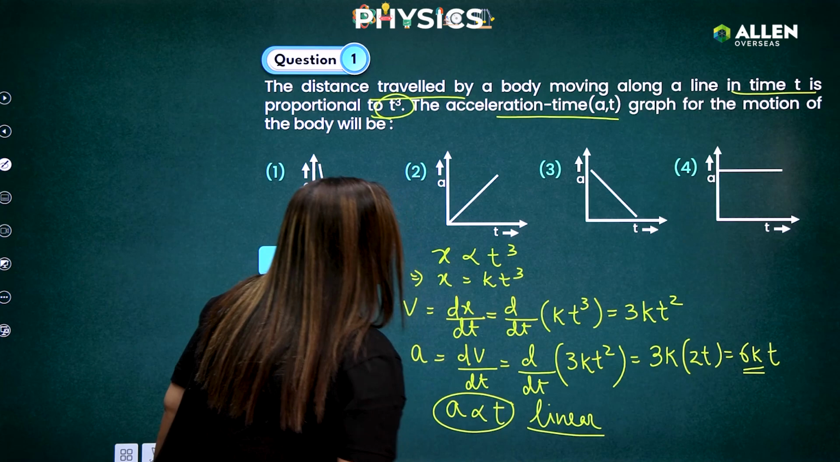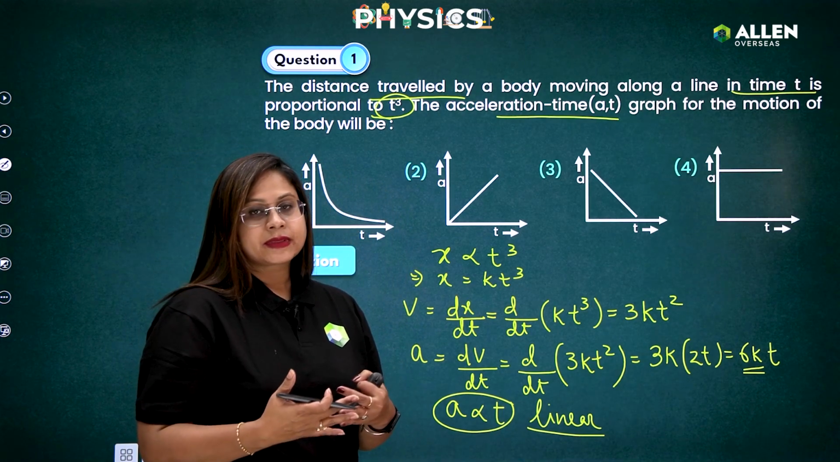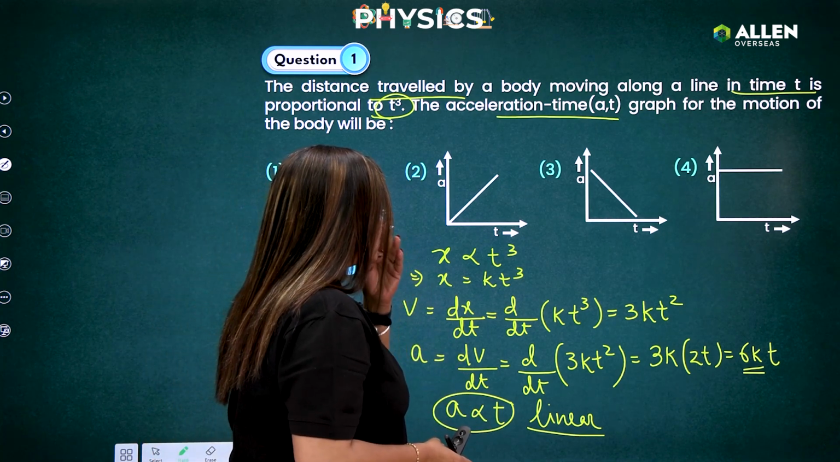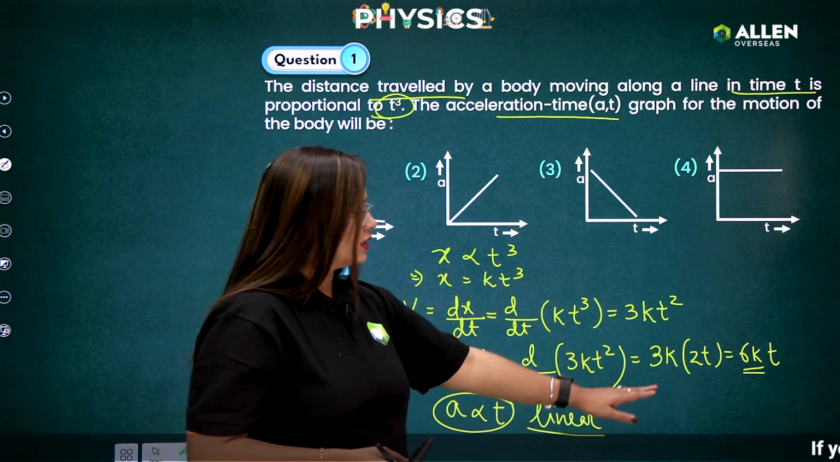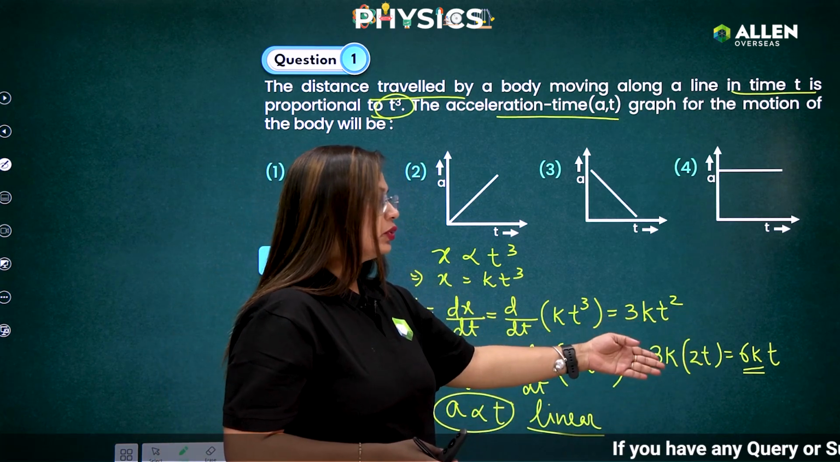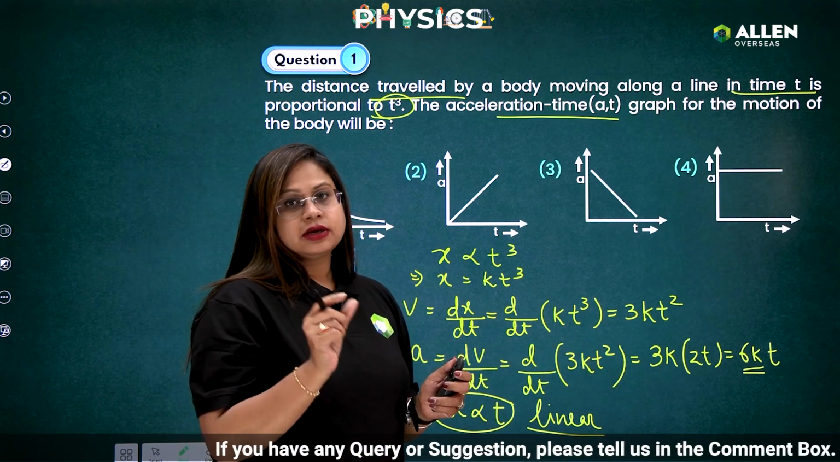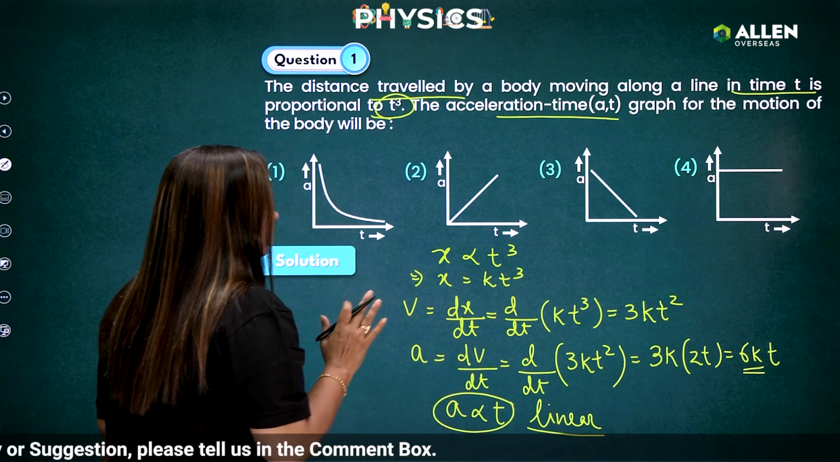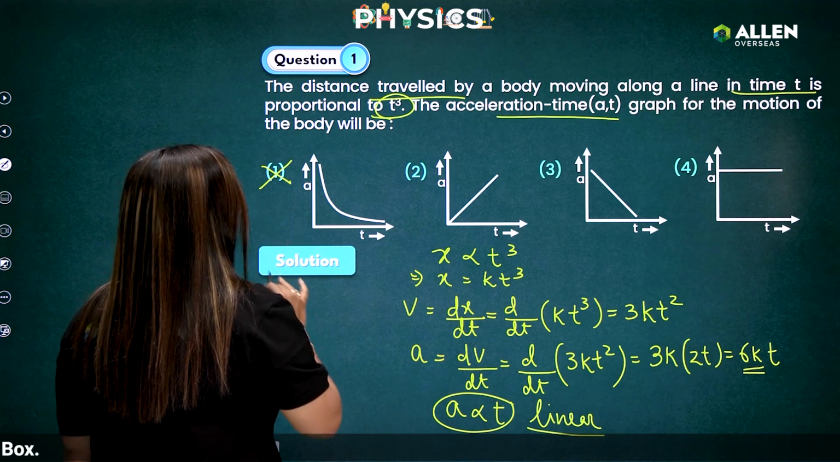So when it is a linear dependency, that means when we are going to increase the time, the acceleration is going to increase. That means when t is equal to 0, the acceleration is equal to 0. When t is equal to 1, the acceleration is equal to 6k. When t is equal to 2, the acceleration is equal to 12k. So the difference is going to be maintained in a linear manner. So which one is the correct graph? So this is the incorrect one. This is not a linear dependency graph.